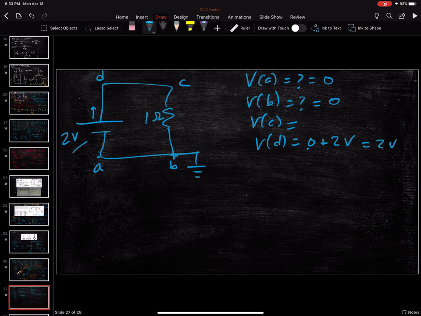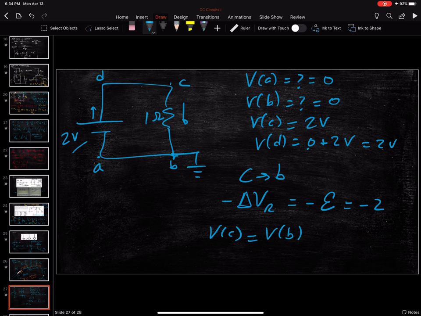Now the voltage at C should also be 2 volts because it's connected to D. Now when I go from C to B, then I have a change in voltage, delta VR, which is negative, and that should be minus the same E. Why? From the loop rule. And so that should be minus 2. And so the voltage at C should equal the voltage at B.